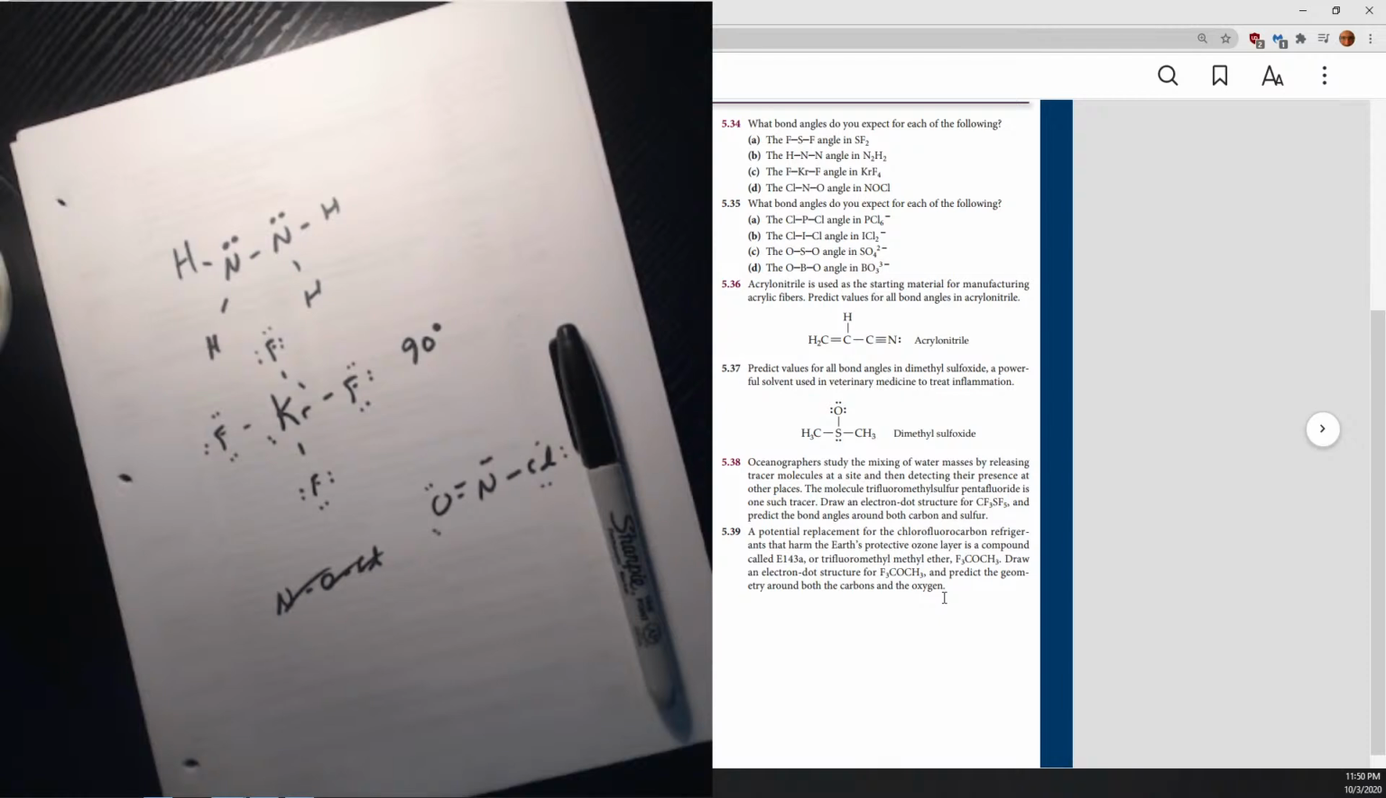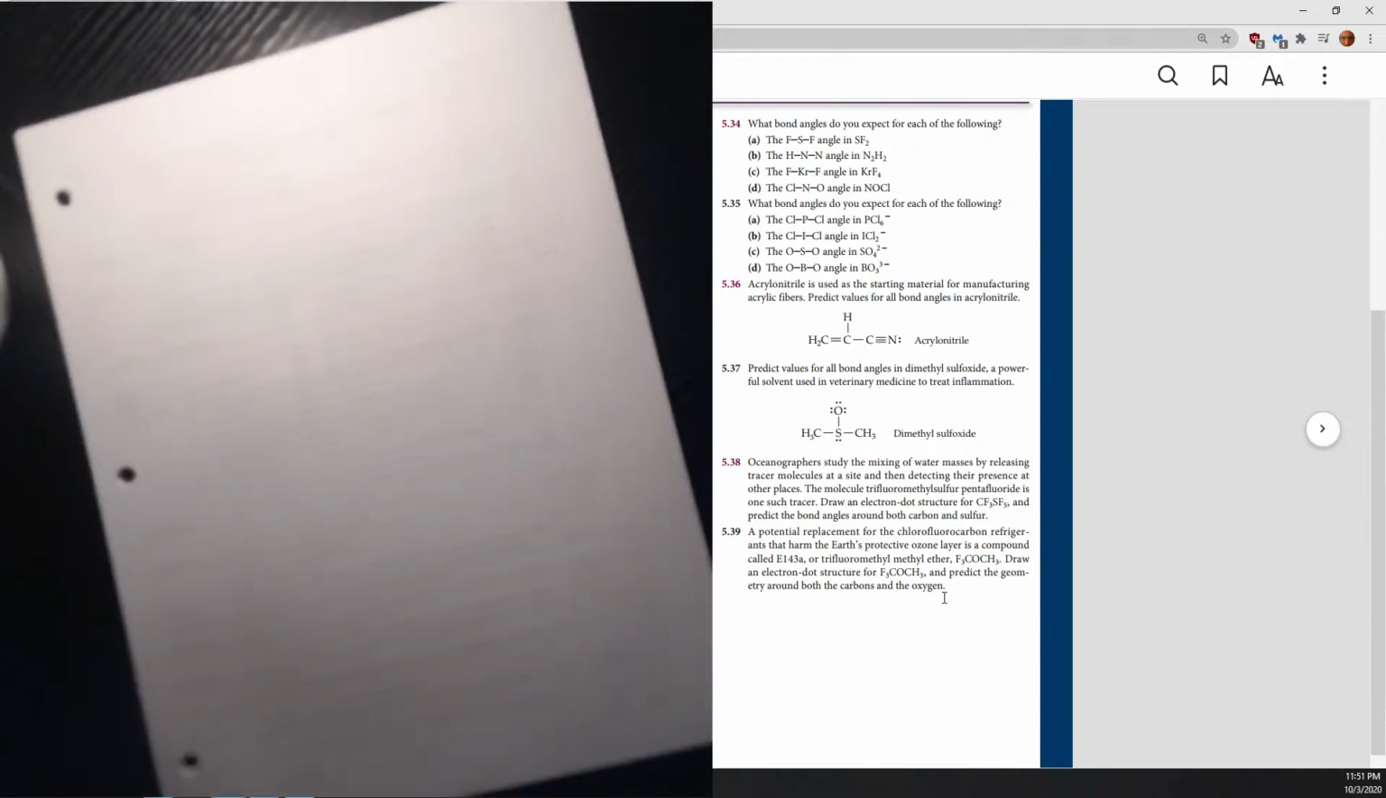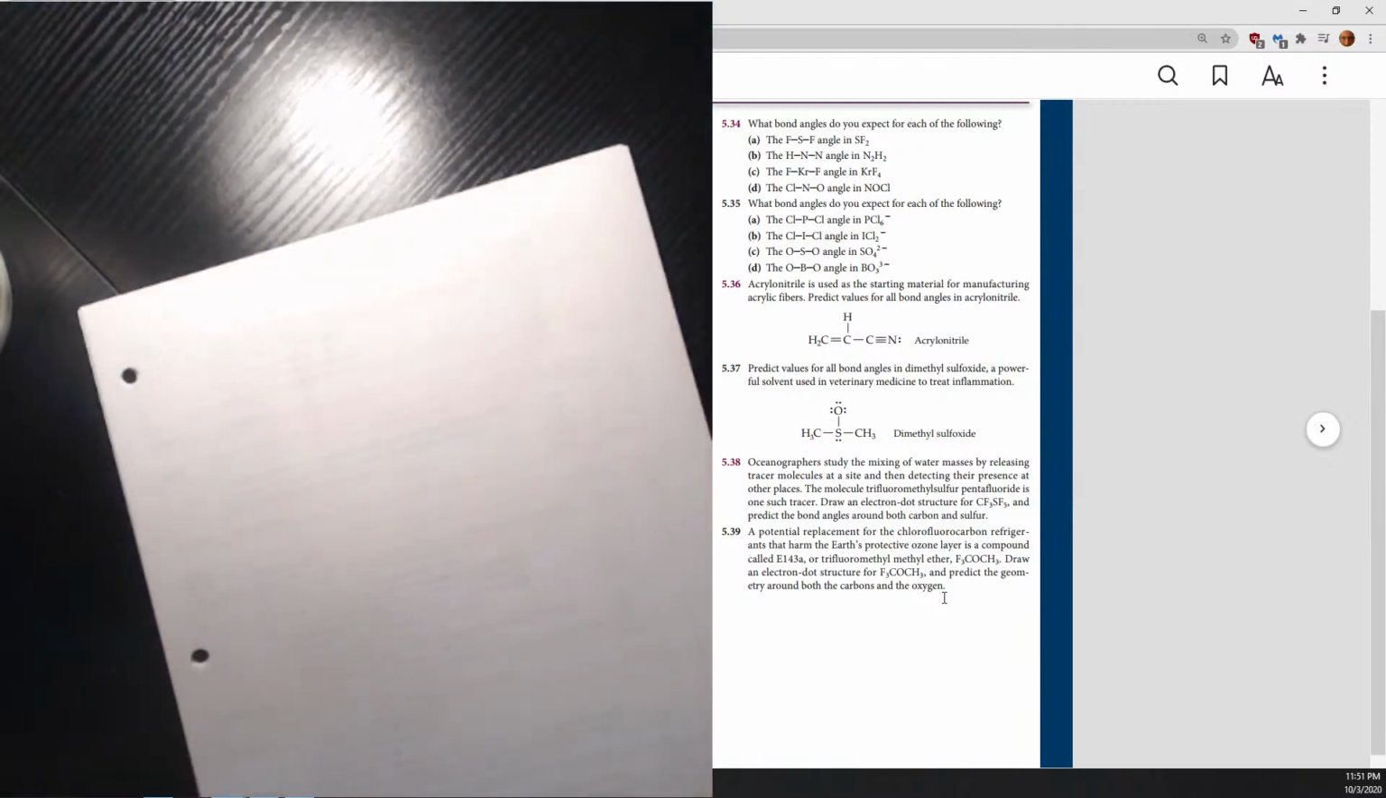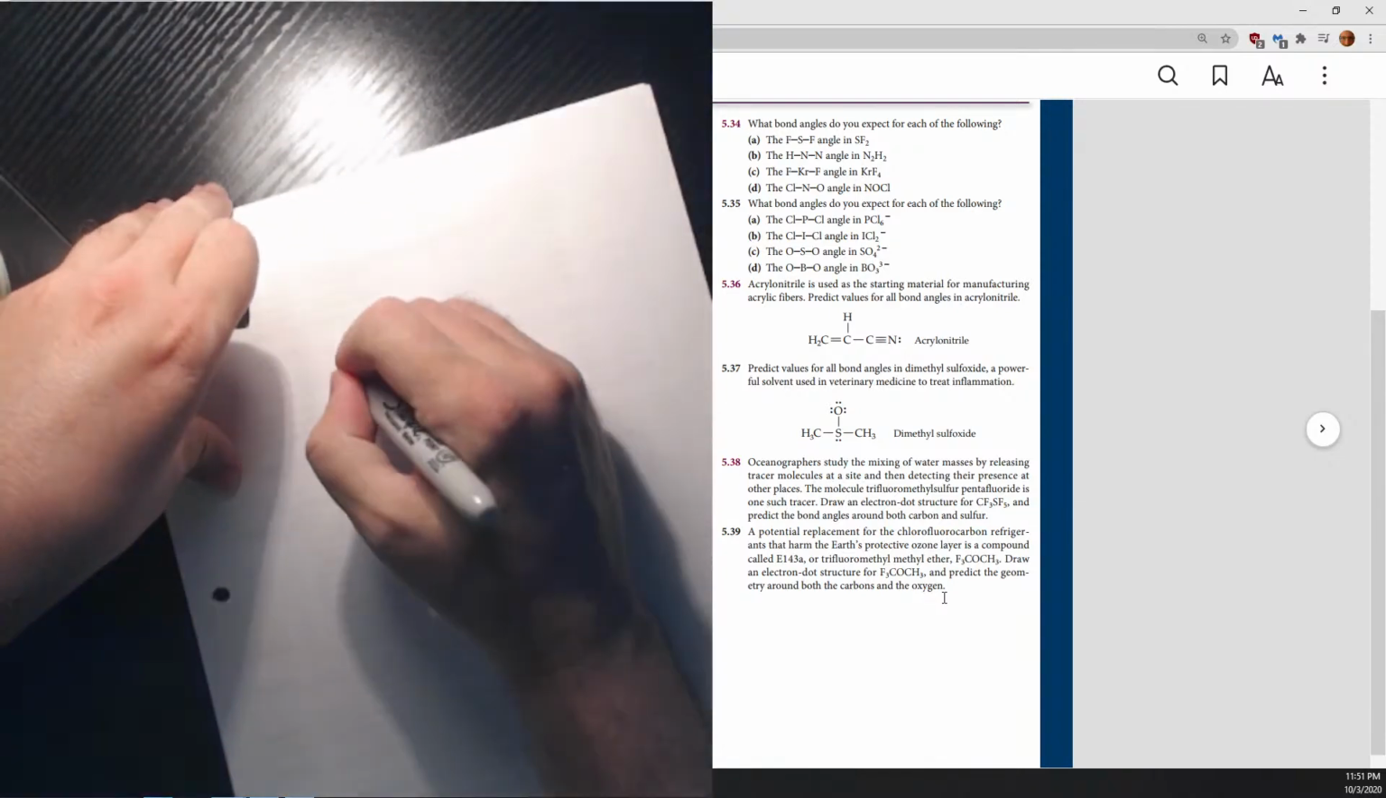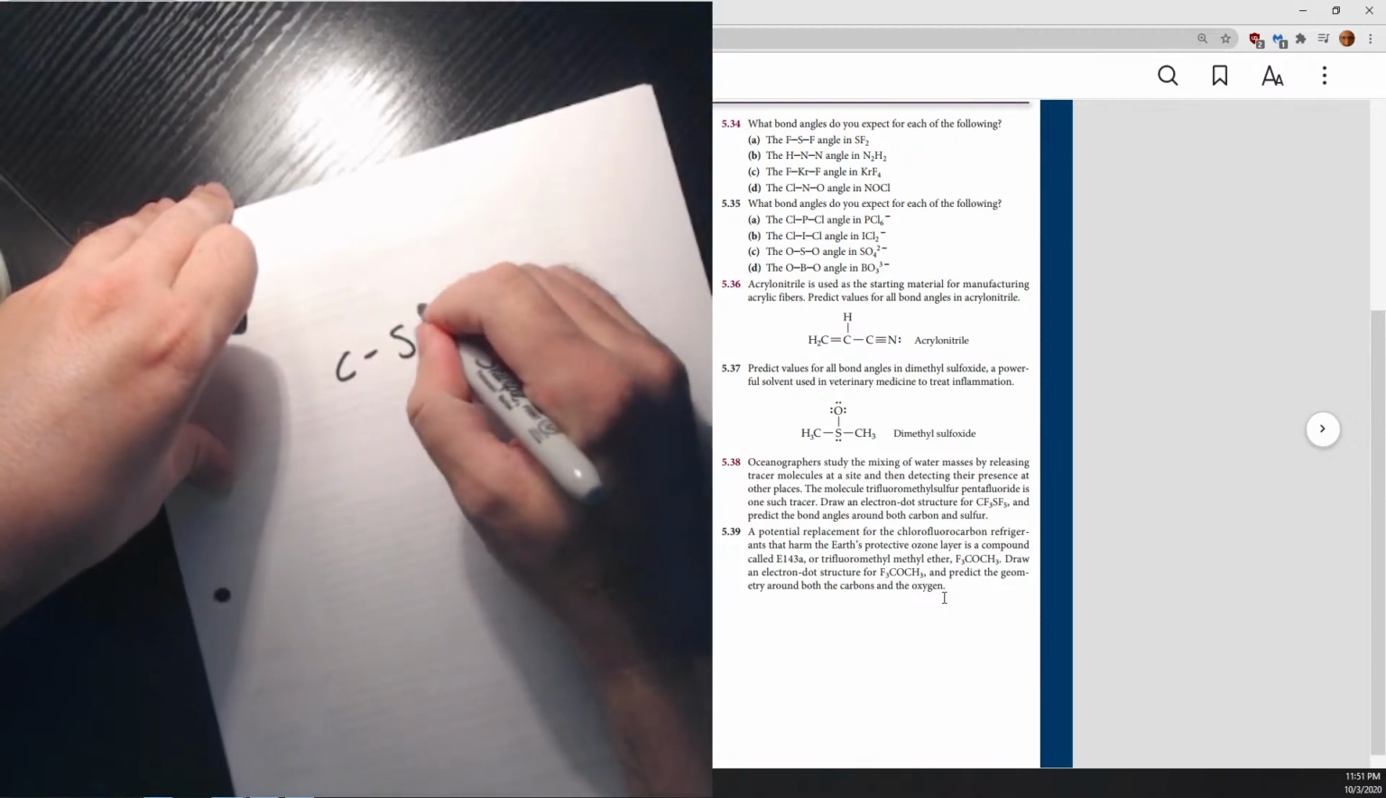All right, oceanographers, number 38. Oceanographers study the mixing of water masses by releasing tracer molecules at a site and then detecting their presence at other places. The molecule trifluoromethylsulfur pentafluoride is one such tracer. Draw an electron dot structure for CF3SF5 and predict the bond angles around both carbon and sulfur. All right. So carbon and sulfur are bound together and then surrounded by fluorines. So carbon, sulfur.